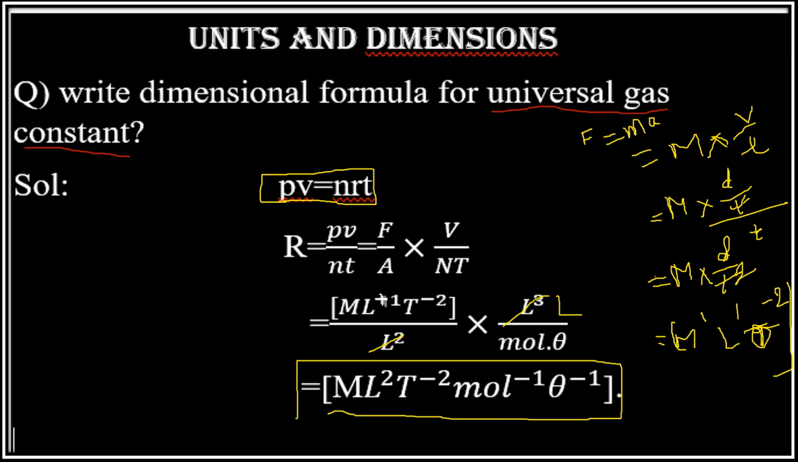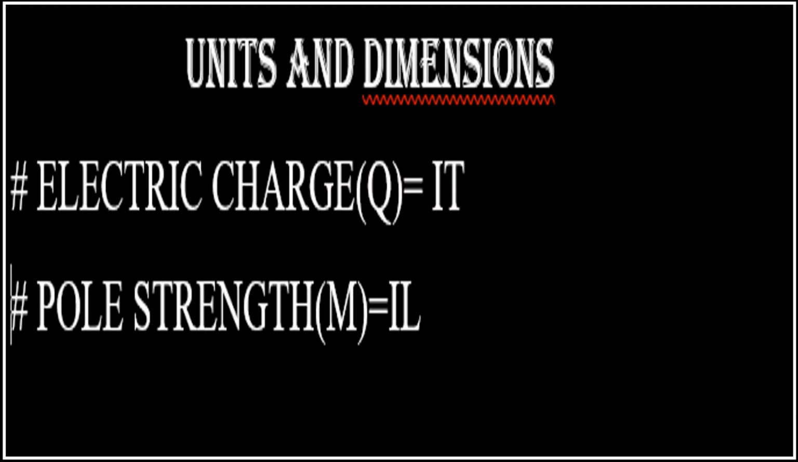This is the dimensional formula for universal gas constant that we derive by using the ideal gas equation PV equals nRT. This is the explanation for this question. So friends, we have solved an example related to dimensional formula, and you should practice more and more questions related to dimensional formula, because there may be one or two questions asked in the final NEET exam. So be clear in concept and problem solving. If you have any doubts, please post them in the comment section. I will reply to you.